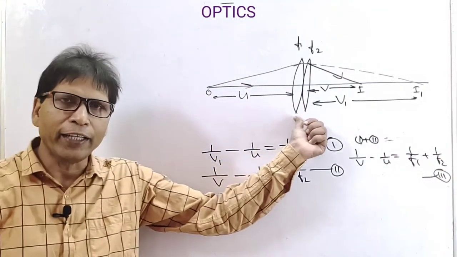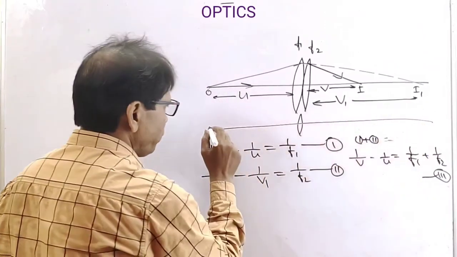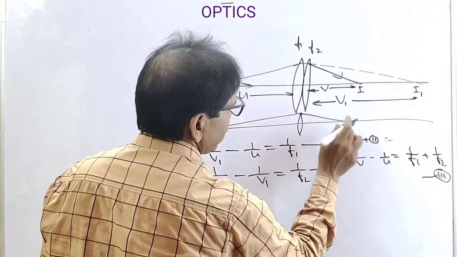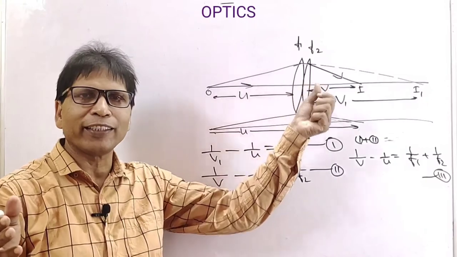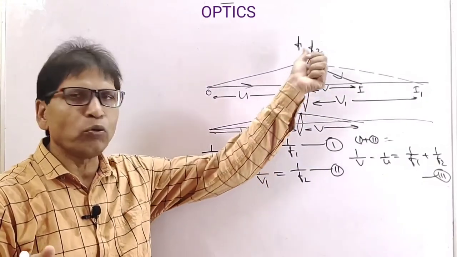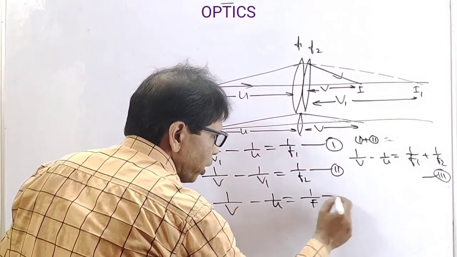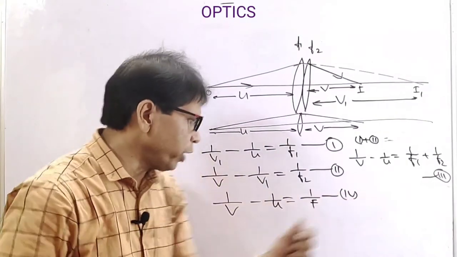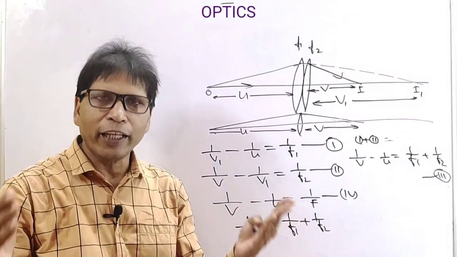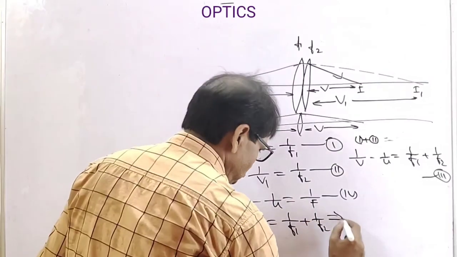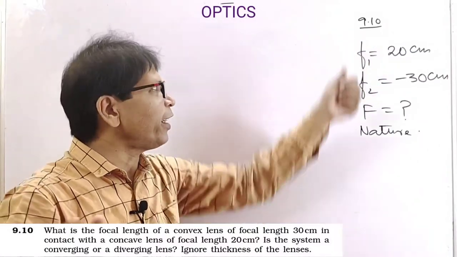Okay. Now a third lens of focal length capital F is placed in the position of the two lenses in such a way that the position of object and final image remains in the same position. So this is the u and this is the v. Then the third lens is called the equivalent of these two lenses and its focal length is called the equivalent focal length of the two lenses. Now, for the third lens, 1 by v minus 1 by u equal to 1 by capital F. This is equation number 4. Now, from 3 and 4, we can write 1 by F equal to 1 by f1 plus 1 by f2. Now, power of the lens is reciprocal of its focal length. So, look at this. The equivalent power P equal to P1 plus P2. Okay? Understood?